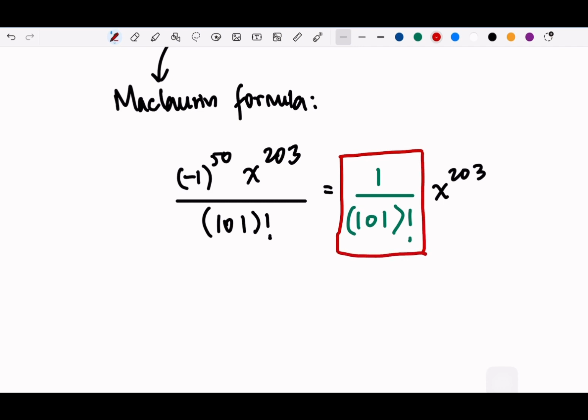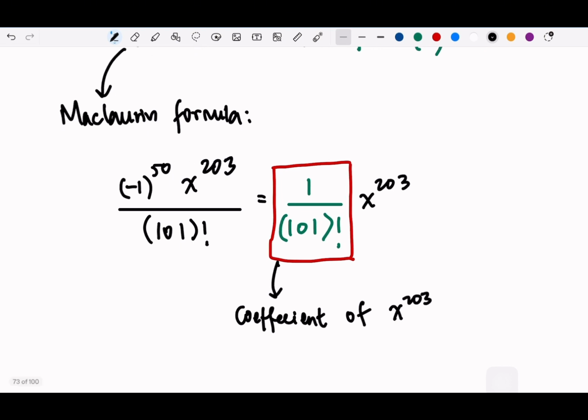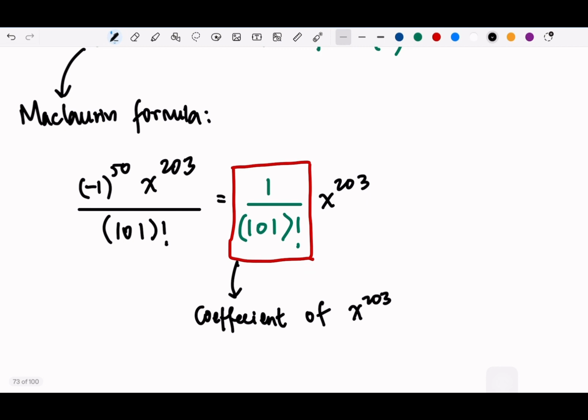So this is the coefficient of x to the 203. Or we can write the coefficient of x with power of 203 is 1 over 101 factorial.